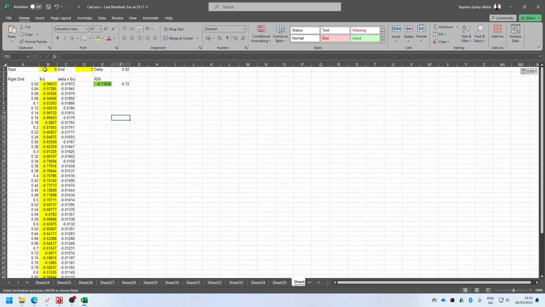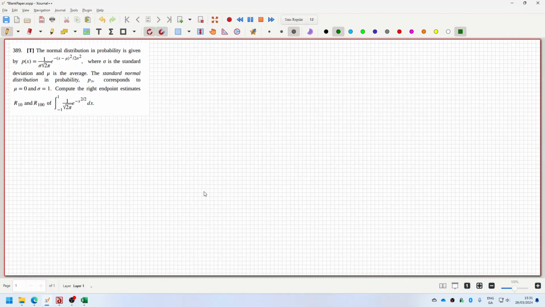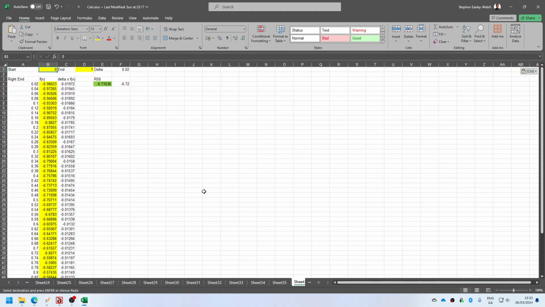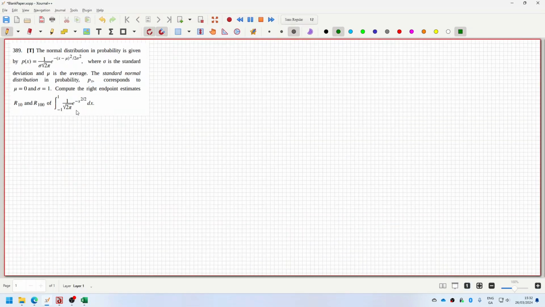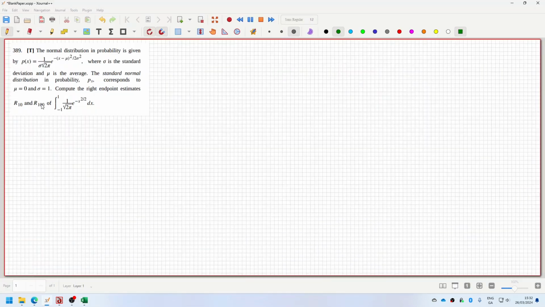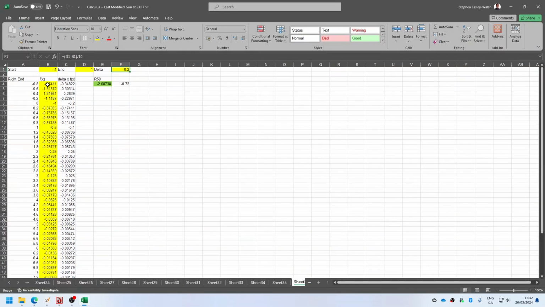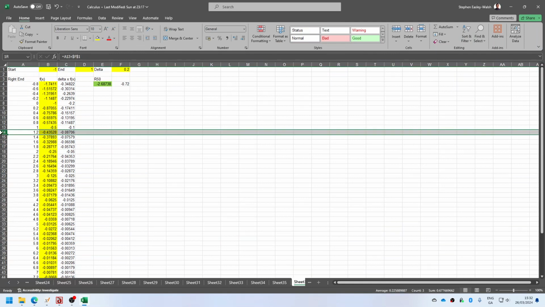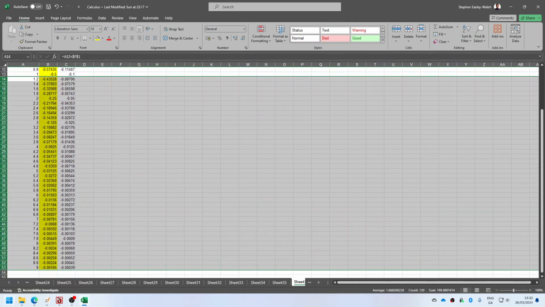Right. Minus one to one, but instead of being 50, it's 10 first, and it's the right end point again. Get rid of these.